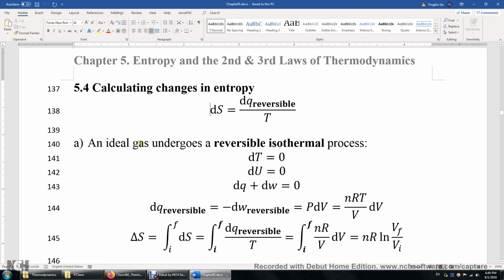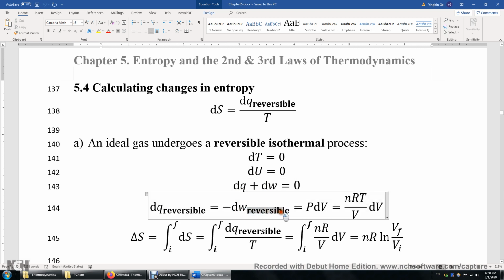First, an ideal gas undergoes a reversible isothermal process. Well, isothermal means dT is 0. du is therefore 0 because it's an ideal gas. U only depends on T. Because dq plus dw is du, therefore dq is negative dw. dq reversible is thus negative dw reversible.